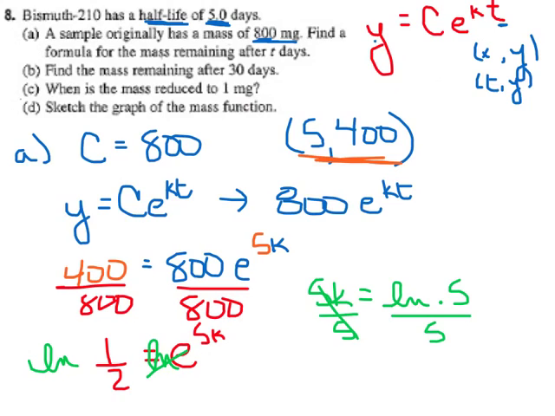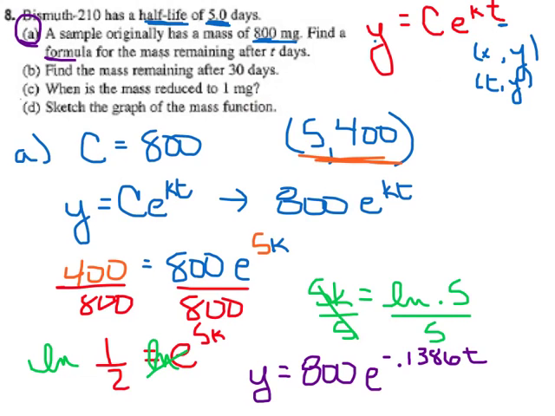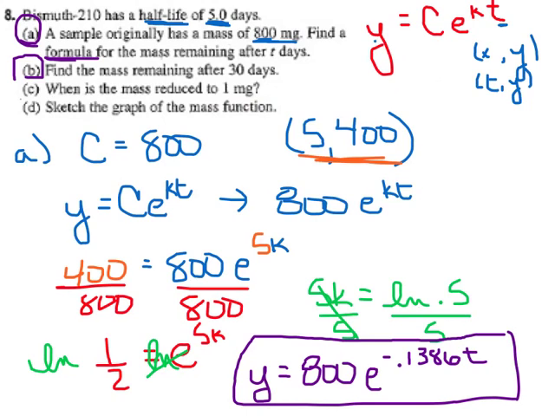Okay, so once you solve for your k, put it back into your equation. Y equals, substitute in your c, e to the, now substitute in your k, negative 0.1386t. So that is writing the formula for the mass remaining after t days. Okay, now for part B, find the mass remaining after 30 days. 30 is your time. Time is the variable t, so just put 30 in for t and get your answer.